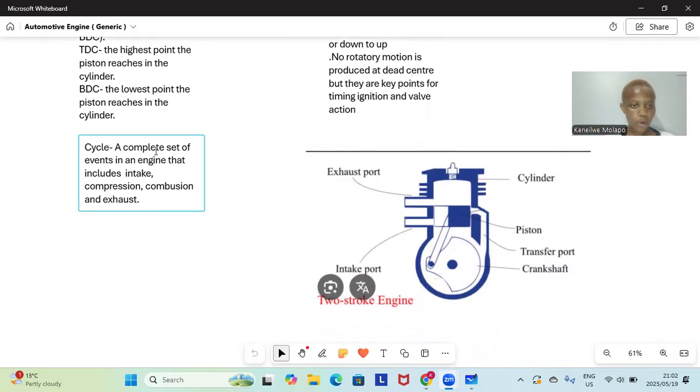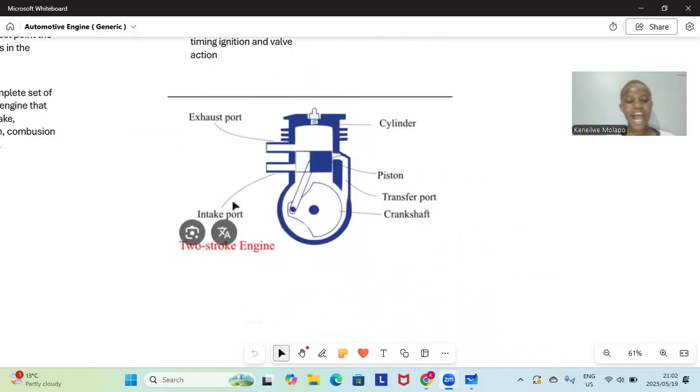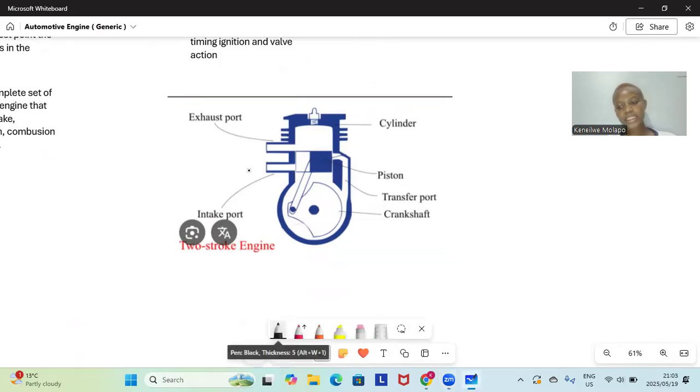A cycle is a complete set of events in an engine that includes intake, compression, combustion and exhaust. So here I have a diagram for a two-stroke engine. Firstly, you have to know that one stroke is equal to half a revolution of what? Of the crankshaft. This is the crankshaft.